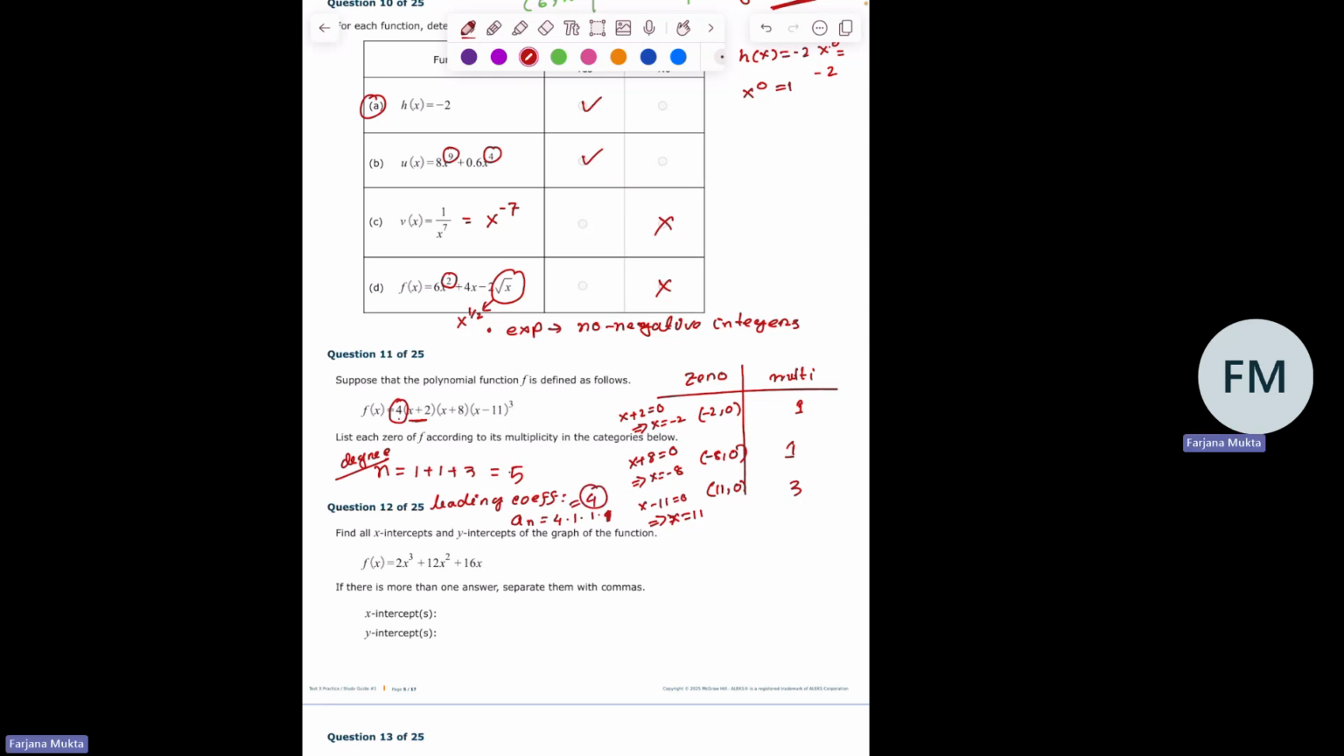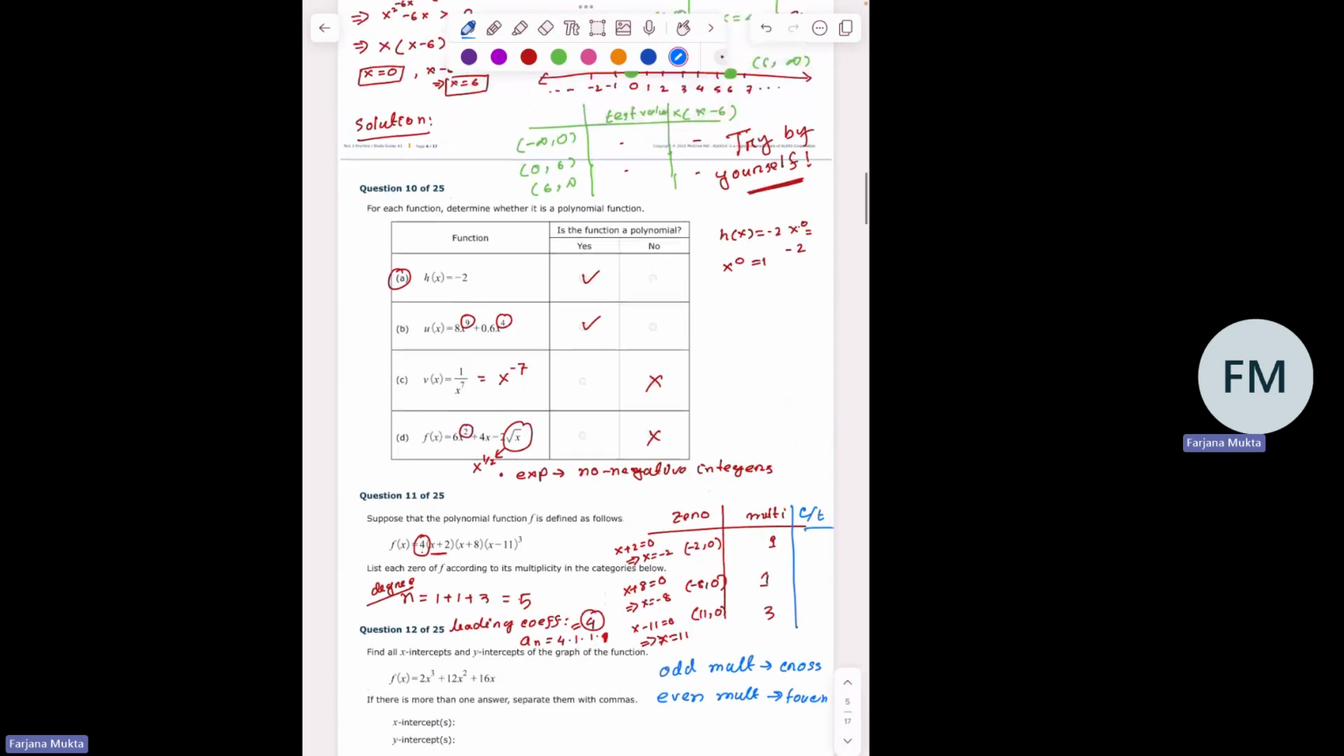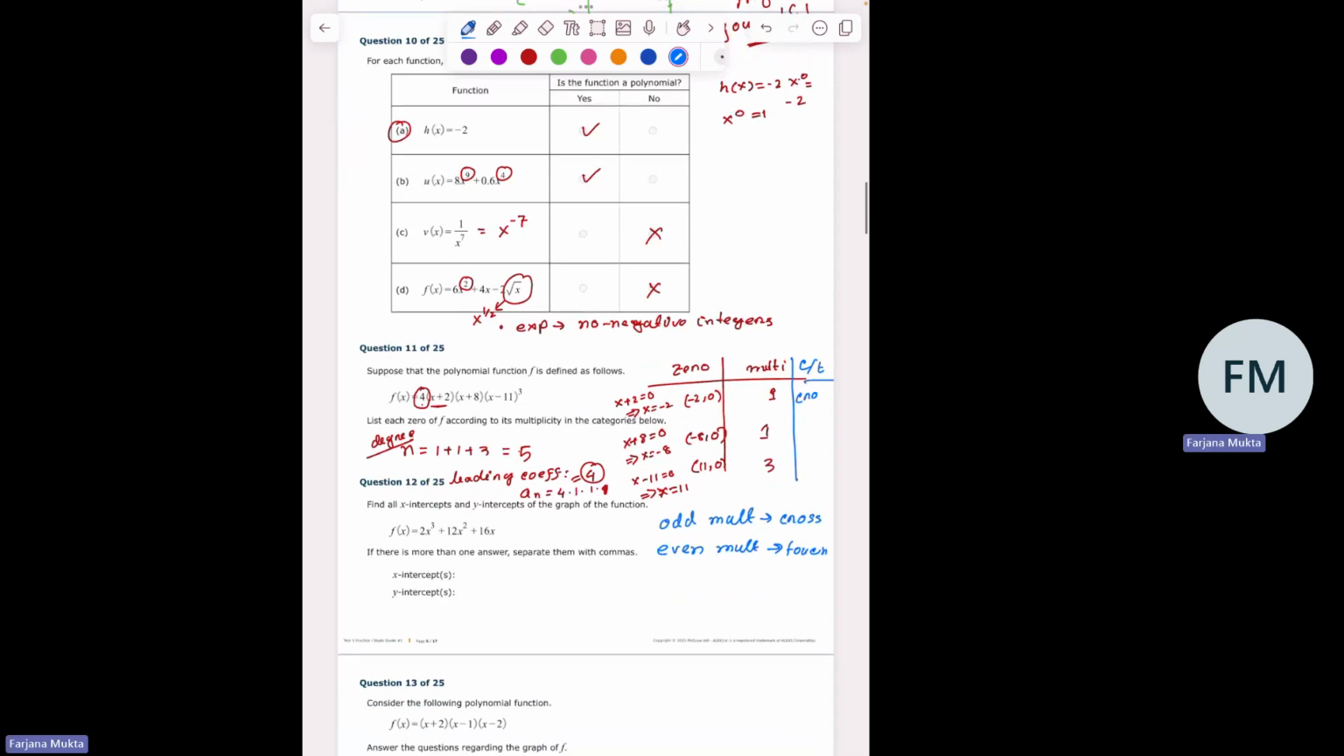Perfect. Now, another quick observation, even though I don't have it, but I'll do it anyway. Cross or touch. How do you know cross or touch? If it's an odd multiplicity, there's a cross point. If it's an even multiplicity, touch point, right? So the first one is a cross, second one is a cross, third one is a cross. All of them are cross, no touch point. Perfect.